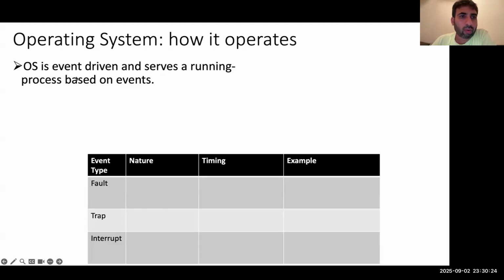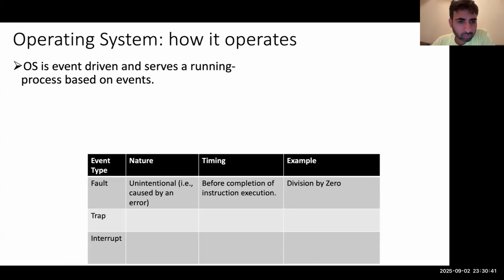So what are the events which can possibly be generated during the execution of a process? There are three different types of events: fault, trap, and interrupt. Remember, we have talked a little bit about interrupts in one of the previous lectures. So let's first talk about faults. Faults are unintentional. Unintentional means that it is an event which is not generated on purpose during the execution of the process. It is an event which occurs, for example, due to an error, right?